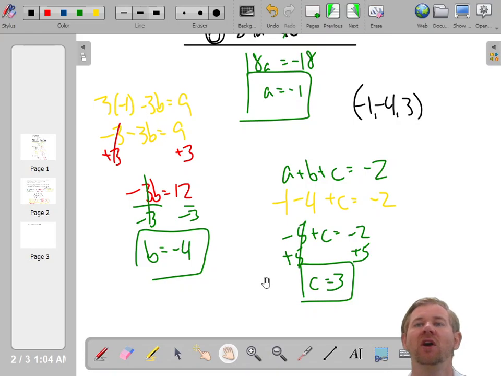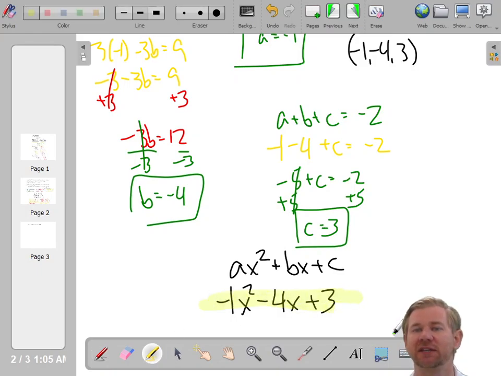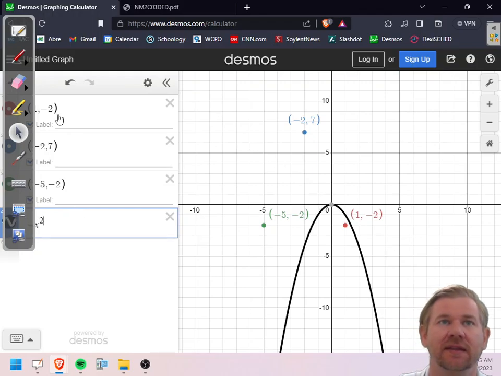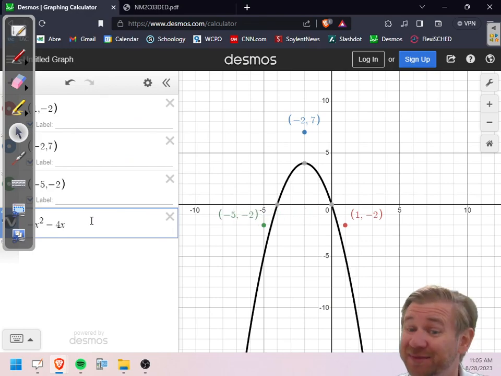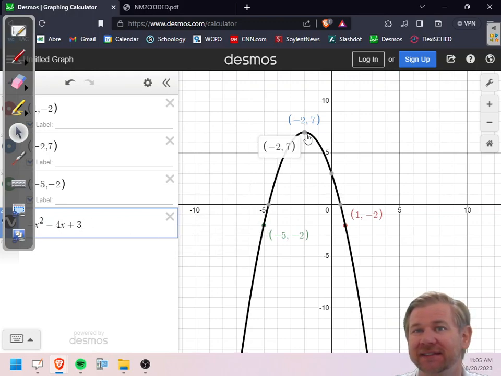But what we actually found are the coefficients for a quadratic, ax squared plus bx plus c. So if I plug in a is negative 1, and b is negative 4, and c is positive 3, this should be the equation that hits all three of those ordered pairs. Let's hope I did it right. Negative x squared minus 4x plus 3. So I'll come down here, negative x squared, and then it's minus 4x. Pretty close. Plus 3. Let's go. See how it hits all three? Right there. 1, 2, 3.